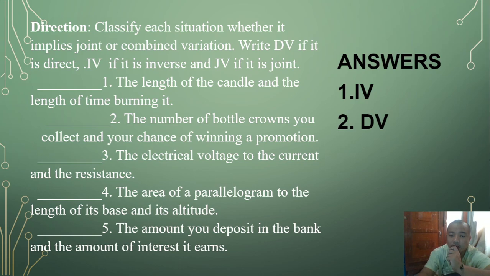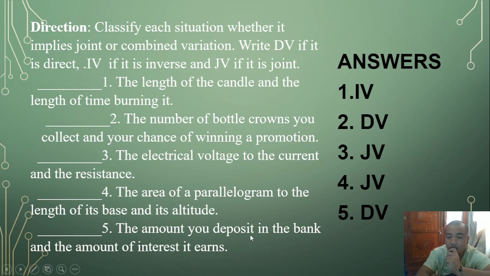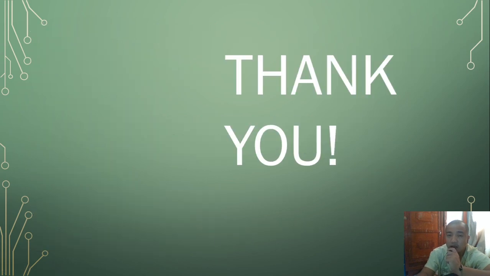Number 3, the electrical voltage to the current and the resistance. JV, joint variation, because it involves two or more variables: current, resistance, and voltage. Number 4, joint again. The area of a parallelogram to the length of its base and altitude consists of two or more variables: area, base, and altitude. And number 5, direct variation. The amount of deposit in the bank and the amount of interest it earns. Direct variation.